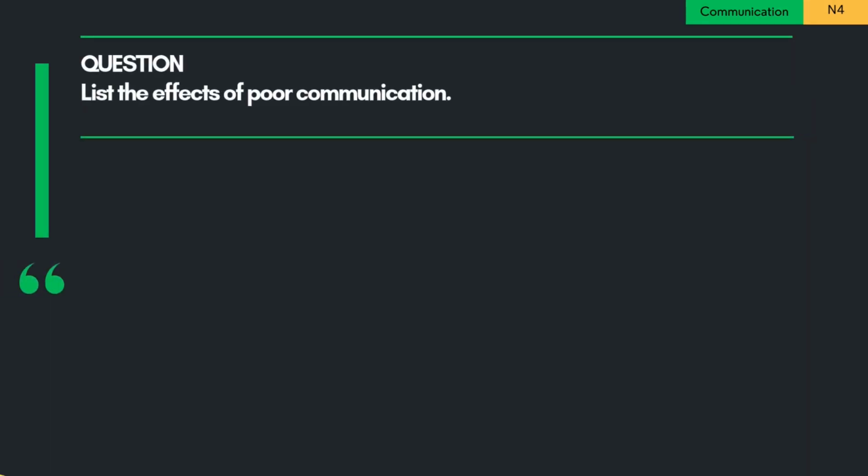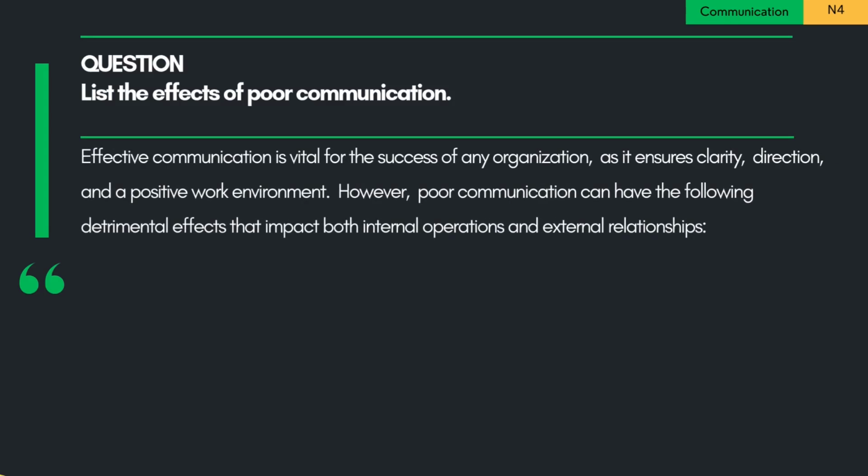Question. List the effects of poor communication. Effective communication is vital for the success of any organization, as it ensures clarity, direction, and a positive work environment. However, poor communication can have the following detrimental effects that impact both internal operations and external relationships.